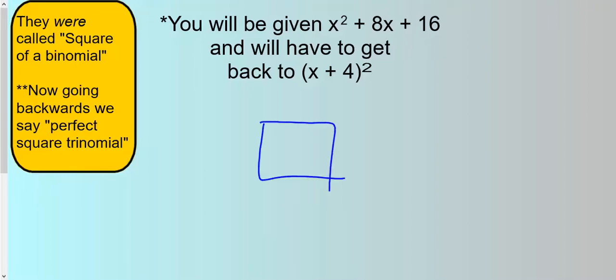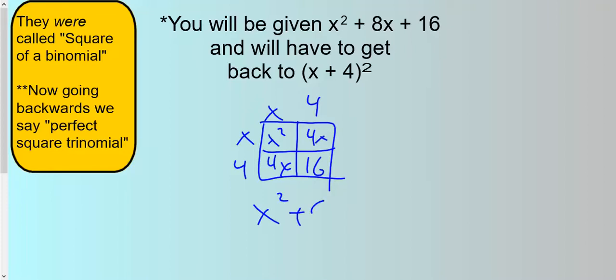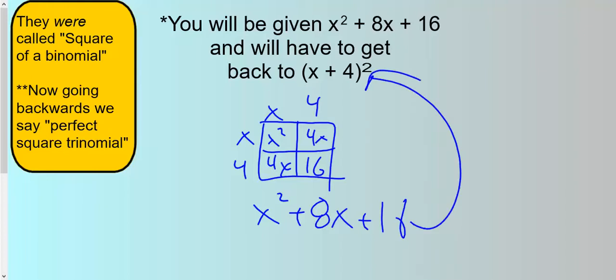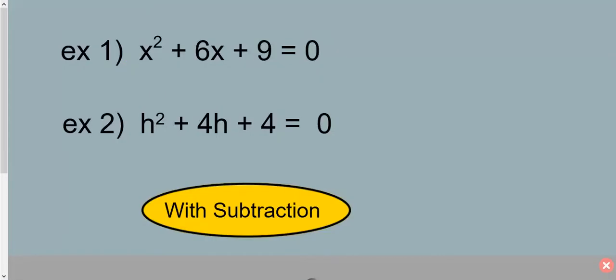Okay, and then we had things that look like x plus 4 times x plus 4. This was called a square of a binomial. We took a binomial and we squared it, and you got x squared and 4x and 4x and 16, and that gave you this guy right here. What we're going to do now is go from this to this, and it's called a perfect square trinomial. You're going to be given a perfect square trinomial, and we're going to convert it to the square of a binomial.